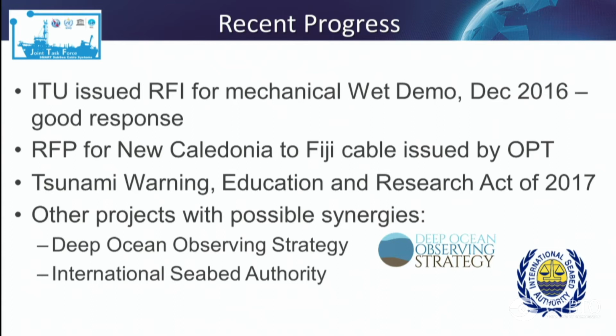So what's some other progress? ITU issued an RFI for a mechanical wet demonstration project last December, and we're still collecting responses for that. I'll discuss these two: the RFP for New Caledonia for a cable, and then the Tsunami Act. There are two other projects; I just note there are others too that are related. There's now a Deep Ocean Observing Strategy project sitting under GOOS, the Global Ocean Observing System. The goal of this project is to lay out the strategy for how to observe the deep ocean, extending Argo floats deeper, and especially in this case emphasizing more biological and chemical measurements. But I expect that smart cables could play a distinct role in this as it moves forward.